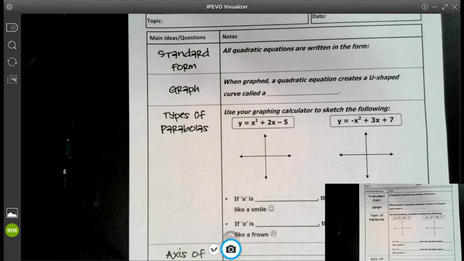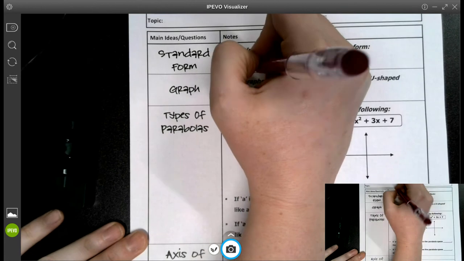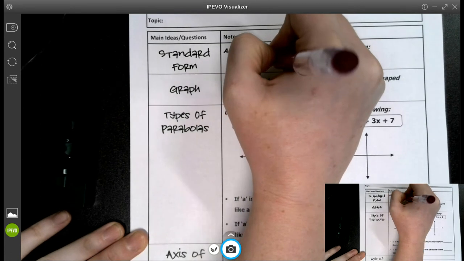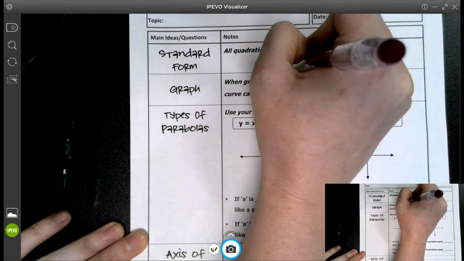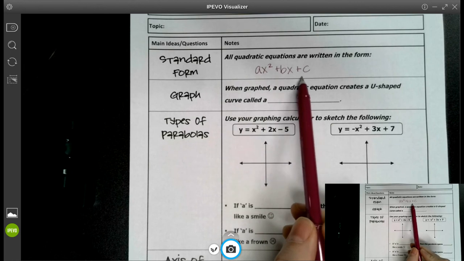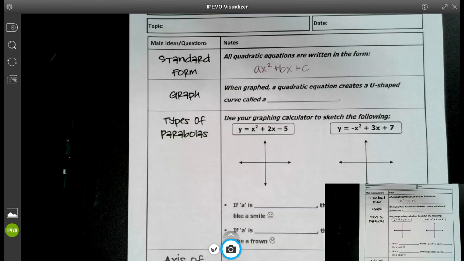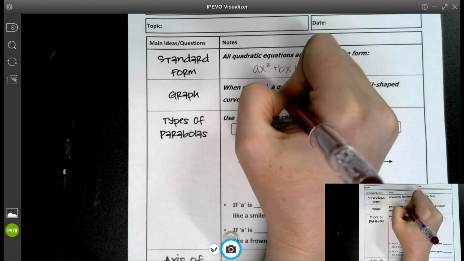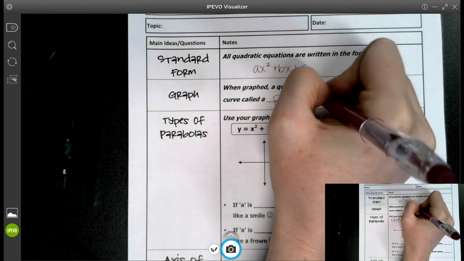So the standard form of a quadratic is ax squared plus bx plus c. Just like linear functions have different ways of being written, quadratic functions have different ways of being written too. And this is the standard form. This is the most common form that you'll see a quadratic function written in. Okay. And when you graph a quadratic equation, just like a linear equation makes a line, a quadratic equation will make a U-shaped curve, and we call that a parabola.